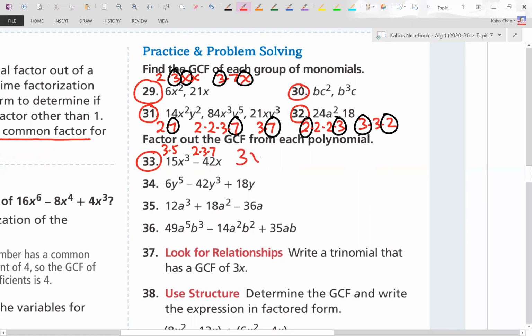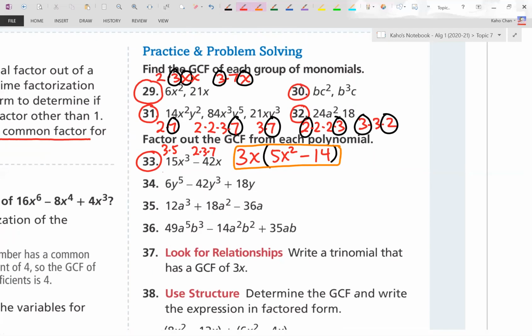and I can take out an x. When I say take out, I mean divide, right? So in my mind's eye, I'm going to divide 15x to the 3rd by the GCF 3x, and that will give me 5x squared minus, in this case, whatever's left over, 14, and that's it. That's your answer. Not too bad, right? That's your answer right there. Great.